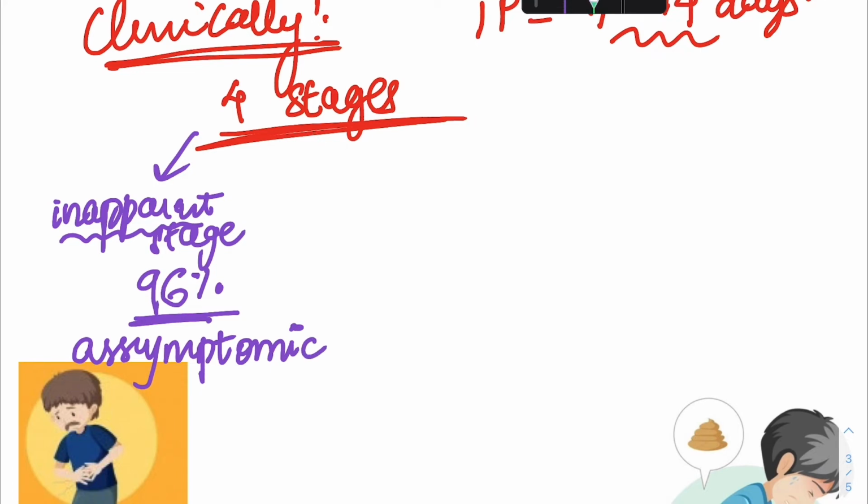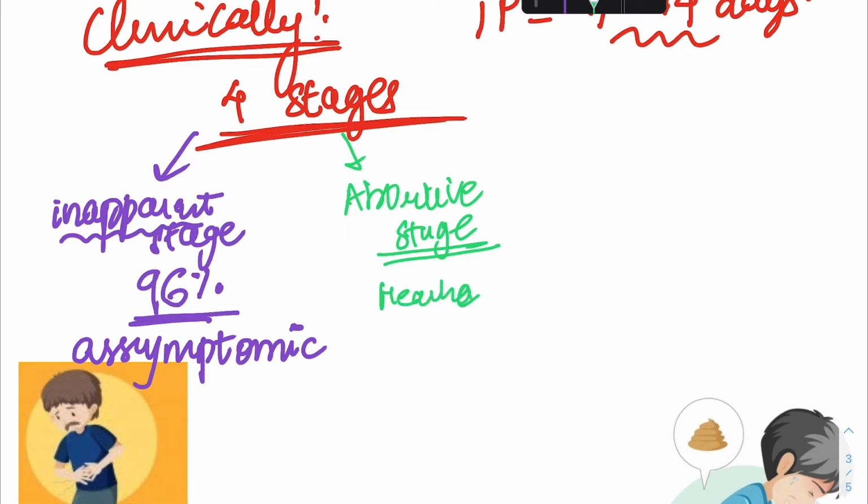The second is the abortive stage. Now, abortive stage means you'll start getting very minor symptoms like headache, fever, vomiting. So these symptoms will not tell you that you have the polio virus. These are very minor symptoms: headache, fever, which you even get during common cold, right? So they will not indicate that you have the polio virus.